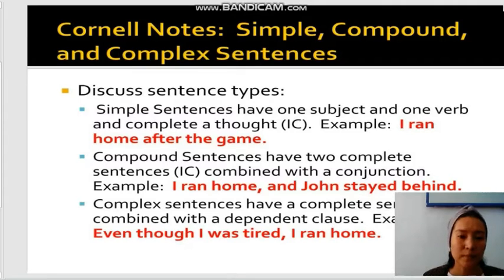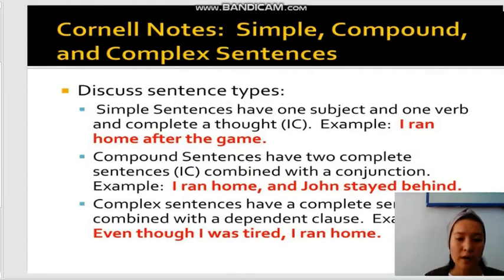And the next, if we talk about the types of sentences, we should mention simple, compound, and complex sentences. Let's discuss sentence types. Simple sentences have one subject, one verb, and a complete thought. Example: I ran home after the game. Here we cannot continue the sentence. It shows a complete thought.